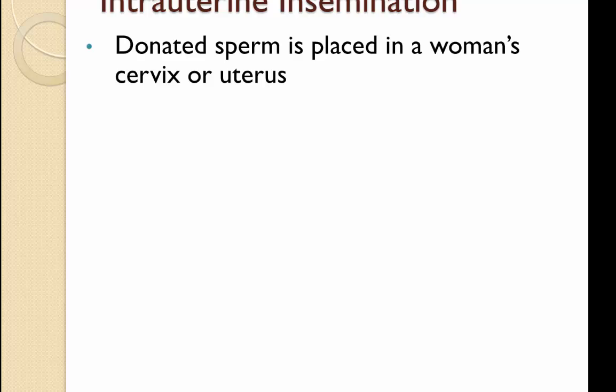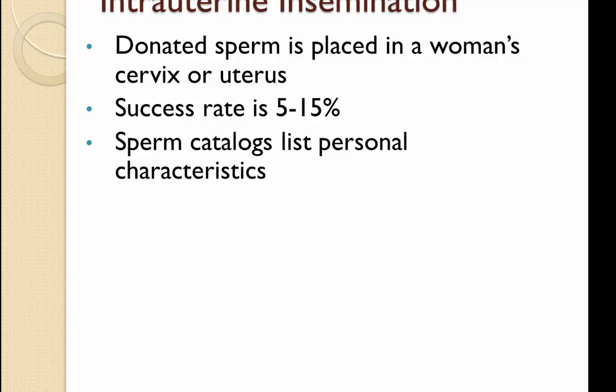Intrauterine insemination: donated sperm is placed in the woman's cervix or directly into the uterus. This can be their partner's sperm, or this can be a sperm where you don't know the exact name of the donor. You've gone to a sperm bank and you've chosen one. Success rate is about 5 to 15%. When you look at sperm catalogs, they often list personal characteristics. They may also list a health history, which is important when you look at things that run in families. You can have in vitro fertilization.